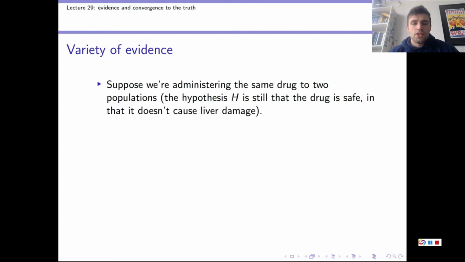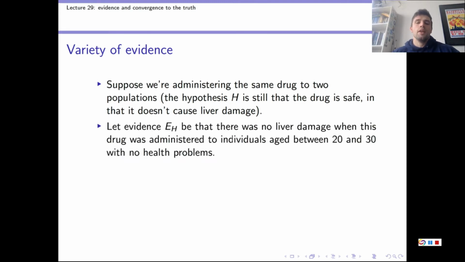So let's turn next to variety of evidence. The same sort of reasoning explains why variety of evidence is important as well. So let's suppose we administer the same drug as before, but to two different populations this time. On one hand, we administer the drug to 1,000 patients, all between 20 and 30 years old and in good health, and we observe no liver damage.